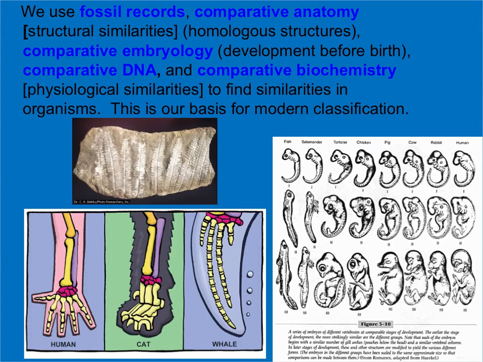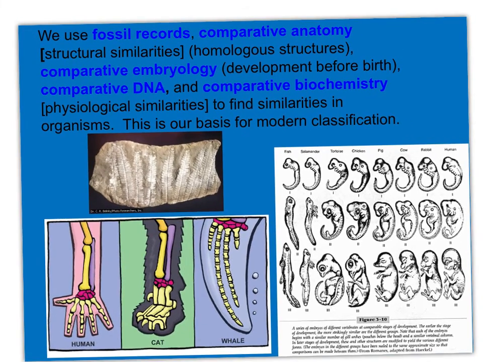Okay, so that brings us to evidence of evolution. How do scientists figure out how things have changed over time? These are the things we use for evidence of evolution. Fossils are really one of the only ways we can see into the past, so fossils are very important as evidence of evolution.